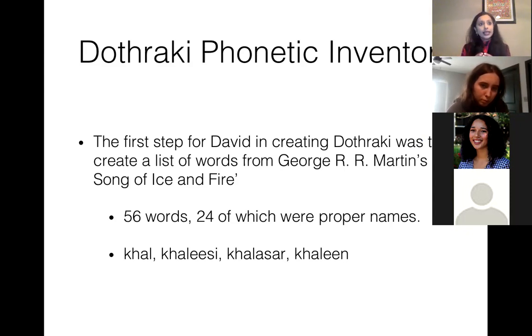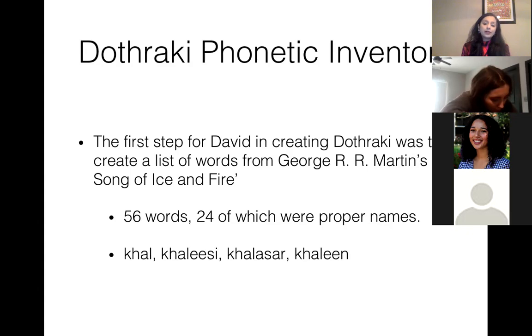So the way David Peterson created Dothraki is a little bit different from what you guys are doing for your constructed language, because you're really starting from scratch. But for Dothraki, he had a small list of words, about 56 words or so, that existed in the books. And he built on that to create other words in the language and other bigger structures. So out of the 56 words that existed in the language, 24 of them were proper names.